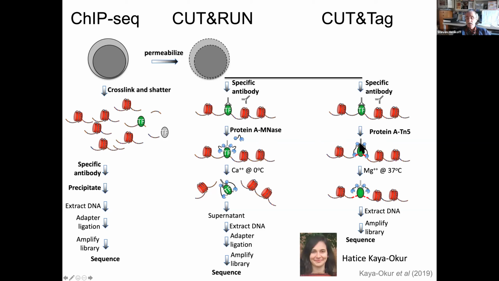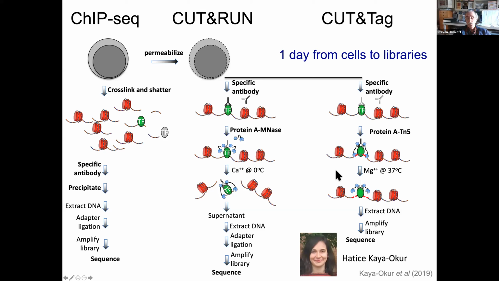So when we tether and then add magnesium, when we bind and then add magnesium to activate the enzyme, it'll drop its payload of adapters, and then it's simply a matter of extracting DNA and amplifying the library for sequencing. And this takes 1 day from live cells to purified libraries.